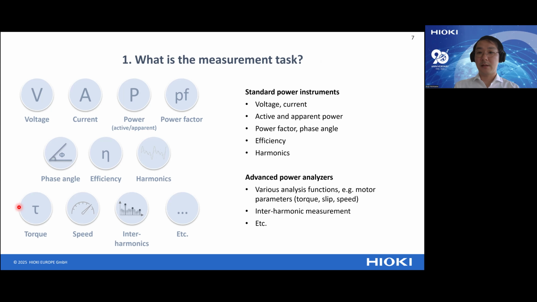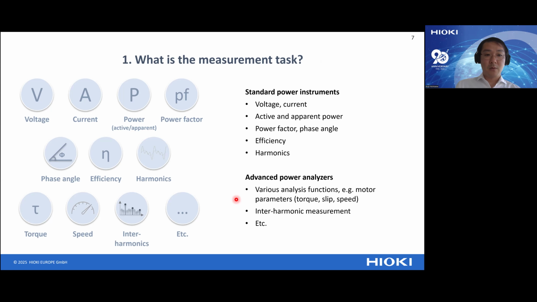So from here, I'd like to explain the key specs we should know before choosing a power measurement instrument. The first topic is very general. Before choosing the instrument, it is important to first ask: what exactly do I need to measure? Is it just the basics, so voltage, current, and power are already enough? Or do I also need to evaluate efficiency and harmonics? And if I'm measuring a motor, do I want to include torque and speed as well?